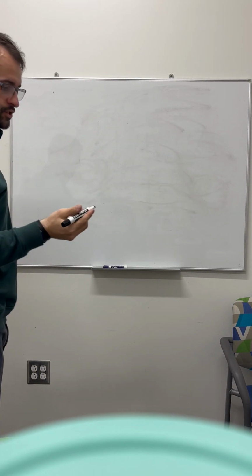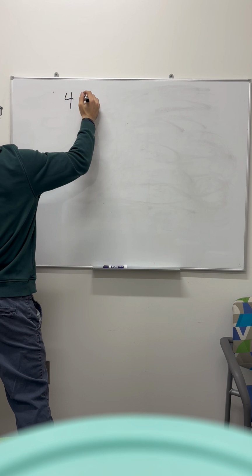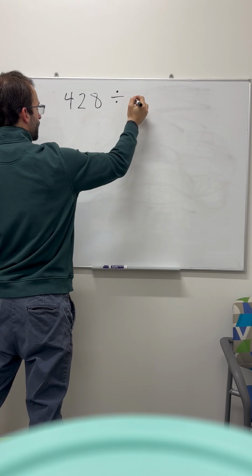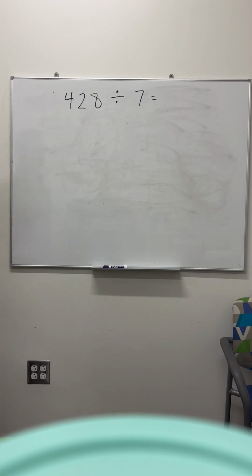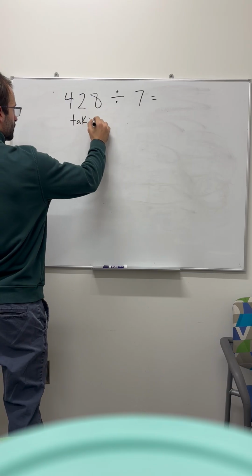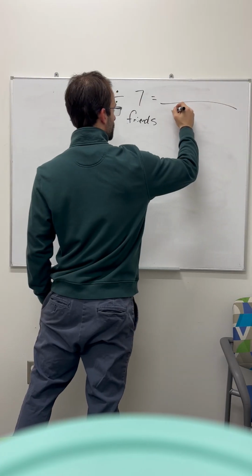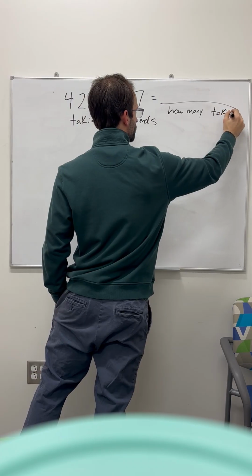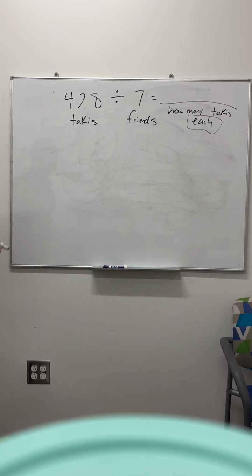Okay, let's do 428 divided by, let's do 7, okay? All right, once again, visualize the problem. So maybe this is Takis, and this is Friends. So how many Takis each? There's that keyword right there, each. How many are they each going to get, okay?